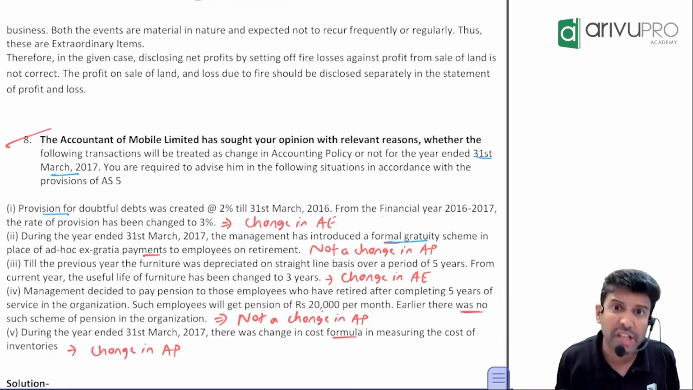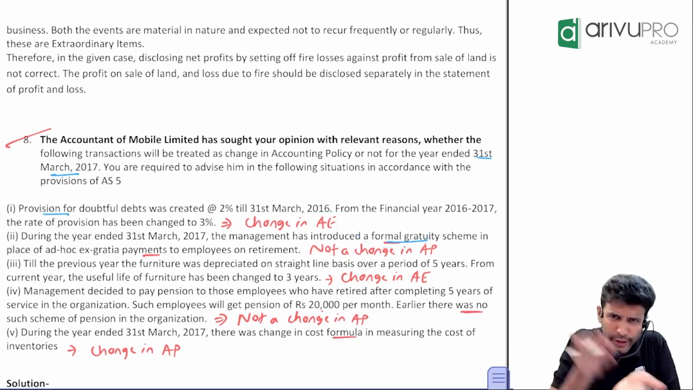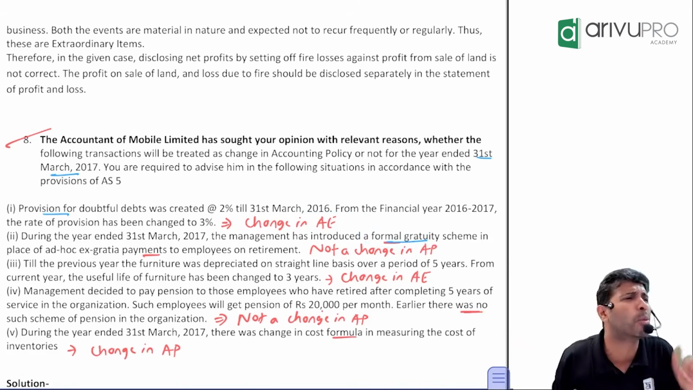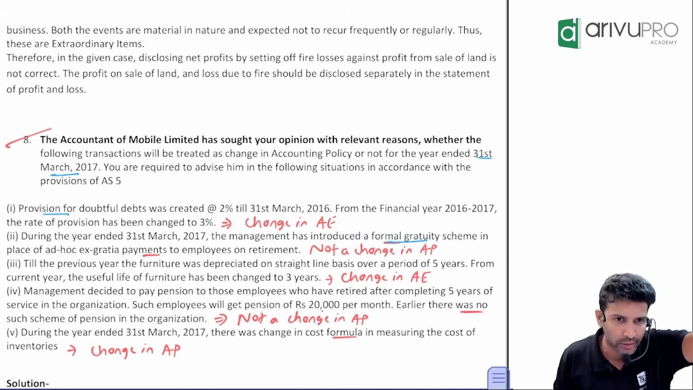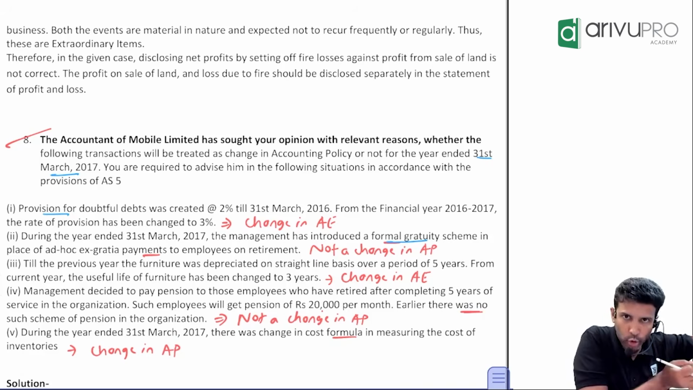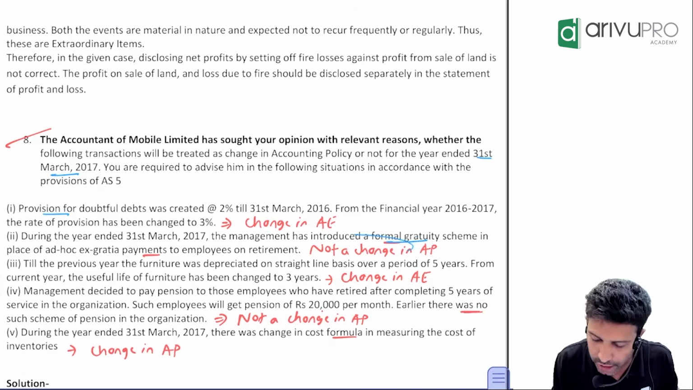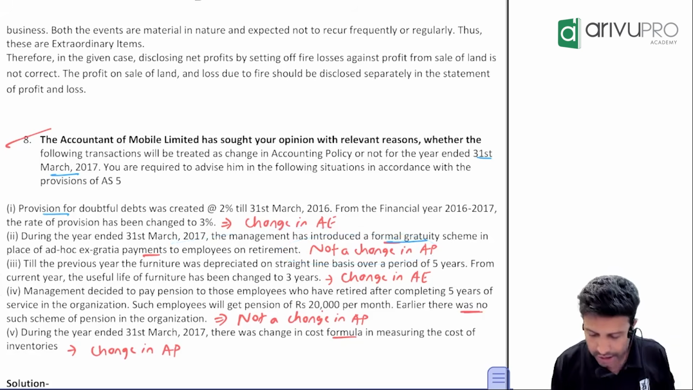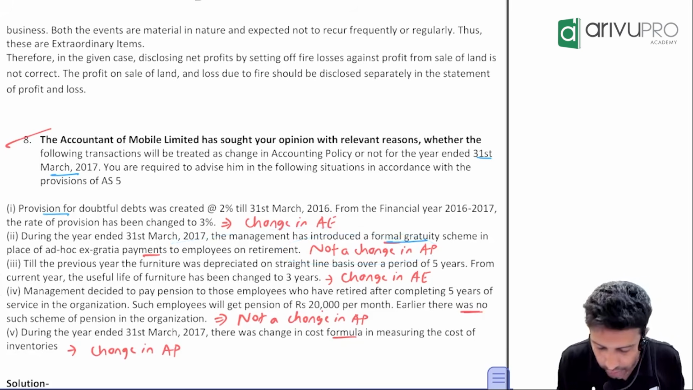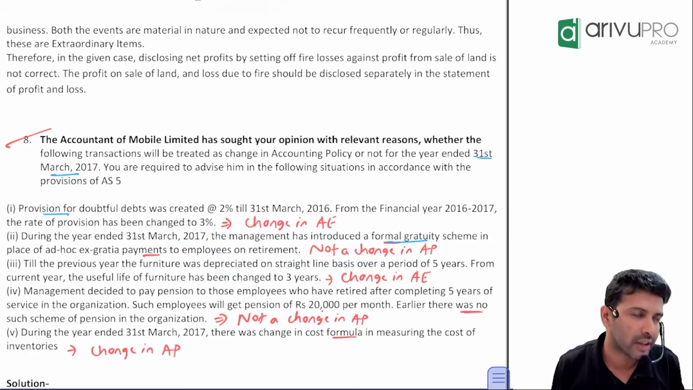Is it a change in accounting policy? First of all, did you have any plan in the last year or no plan? Ad hoc is not a plan. Ad hoc means what I said over here. That is not a plan. Earlier there was no plan. Now you brought in a new plan. Is it a change in accounting policy or not a change in accounting policy? Not a change in accounting policy.